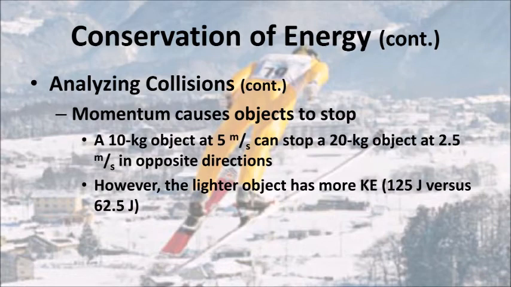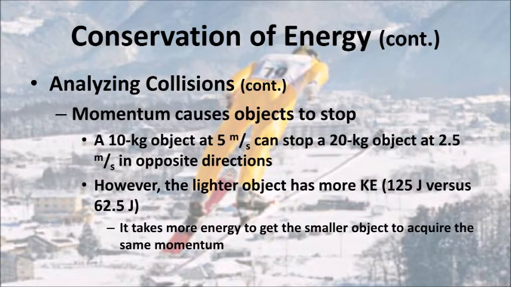Because kinetic energy, you are squaring the velocity. So the velocity has a much greater effect on the energy amounts than the mass does. It takes more energy to get the smaller object to acquire the same amount of momentum. So a small compact car getting up to 60 miles per hour takes more energy than, say, for instance, a semi truck that's fully loaded getting up to maybe 10 miles an hour. They may have equal amount of momentum, but the amount of energy needed in order to get to that point is much different.